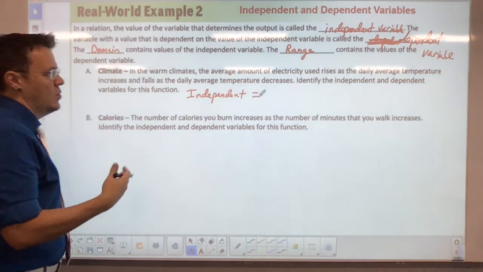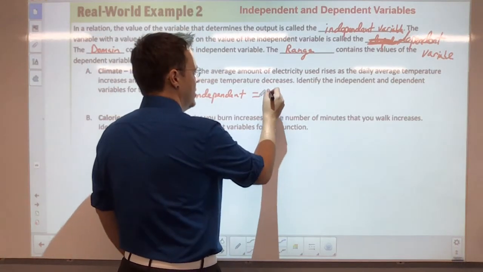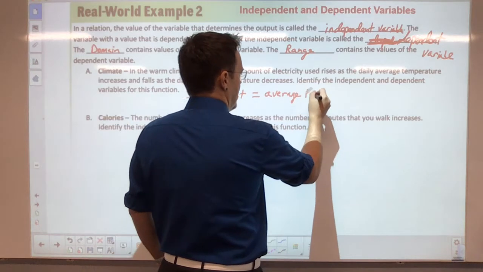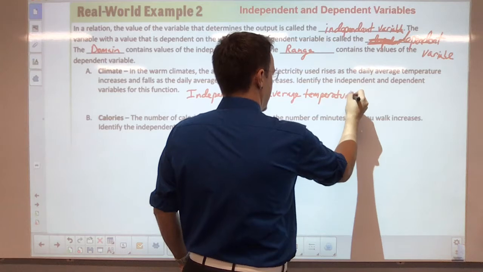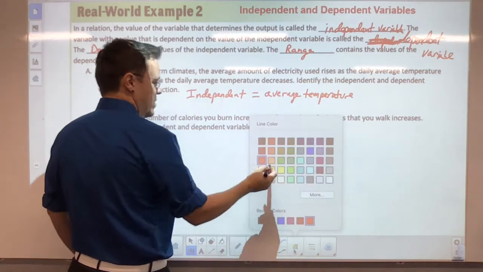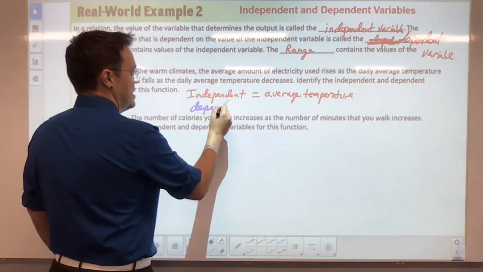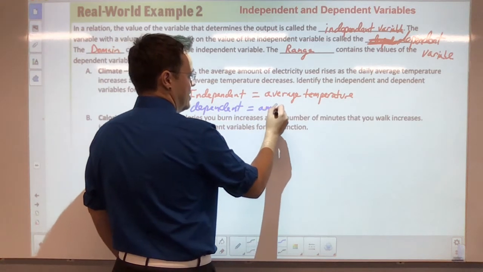And that would be what? What can't you control here? Well, you can't control, as much as I would like to think we could, the average temperature. Weather is weather. It's going to be hot. It's going to be cold. It's going to be somewhere in between. It could rain. So dependent, of course, in this would be amount of electricity.